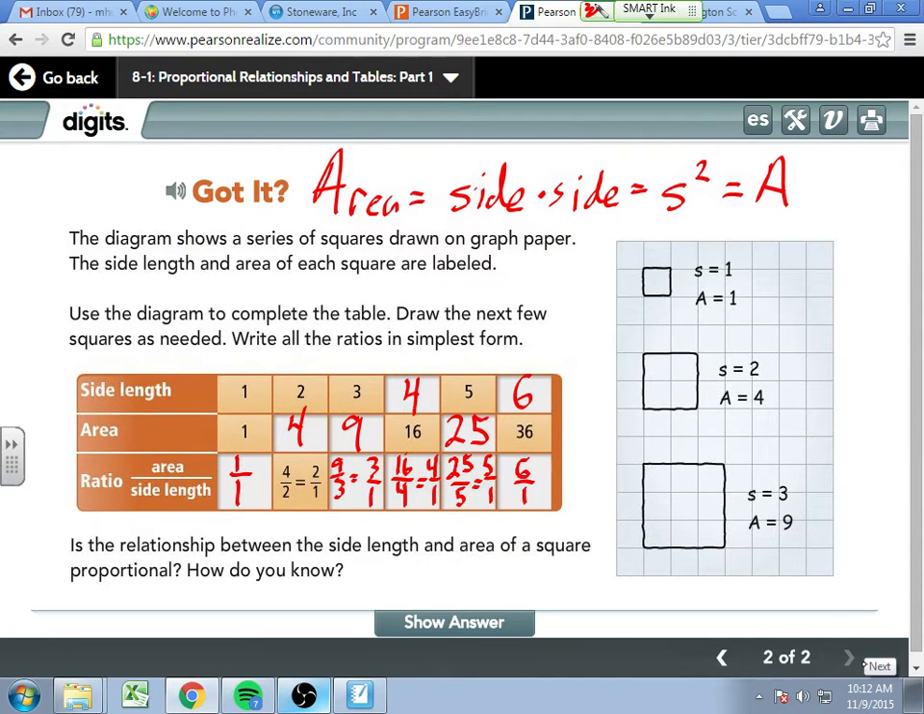Is this proportional? No. But look, there's a really nice pattern. 1 over 1, 2 over 1, 3 over 1. They're not equivalent. It doesn't matter. They're not proportional because all their ratios are different. So I'm just going to say no equal ratios.